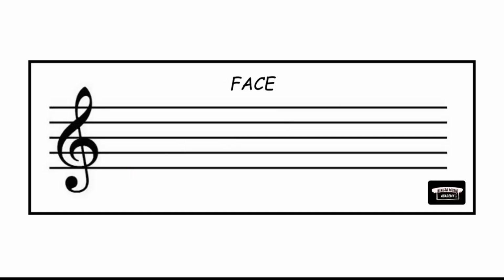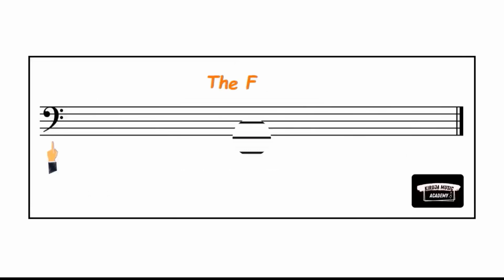Additionally, with the mnemonic face, we can easily identify the letter names of the spaces. The first space is an F, the second is an A, the third is a C, and the fourth is an E. On the other hand, the F clef on a staff indicates that the second line from the top represents the pitch of F.